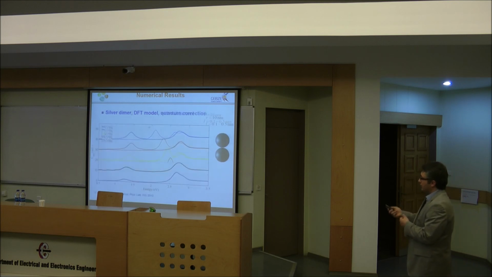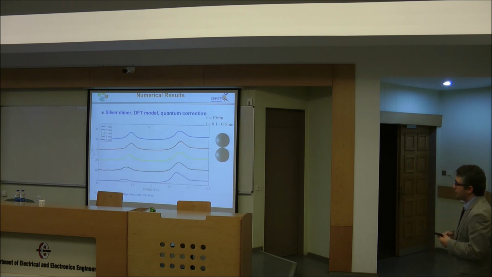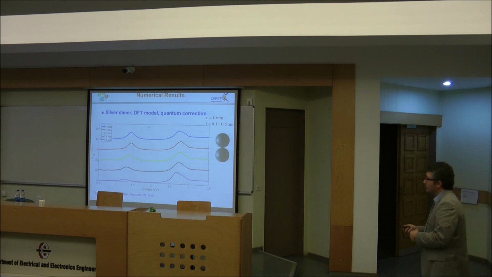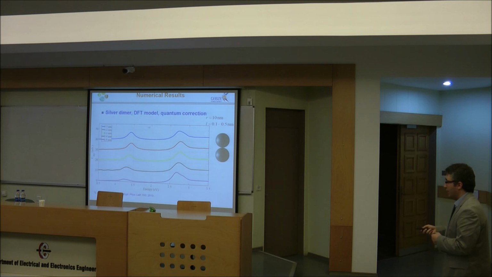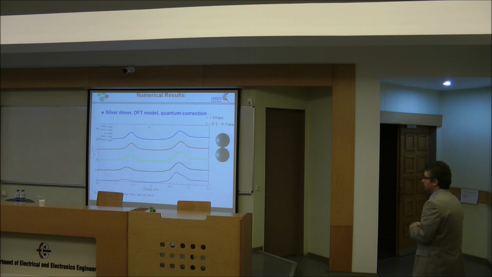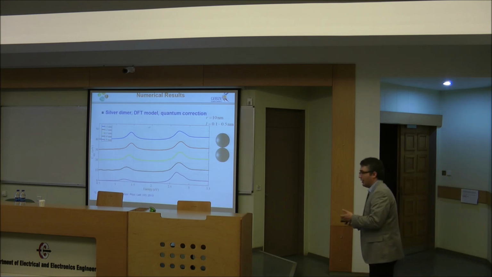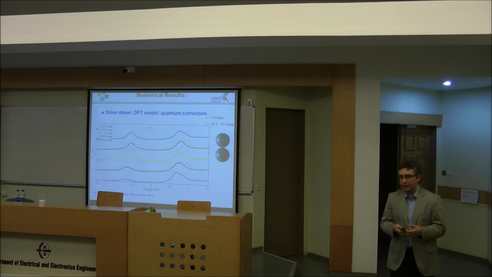If you look at the quantum corrected version, then you will have two resonance frequencies, but they are separate. One of them is at 2.6, and the other one is almost 2.3 electron volts. So obviously, the quantum correction is required.